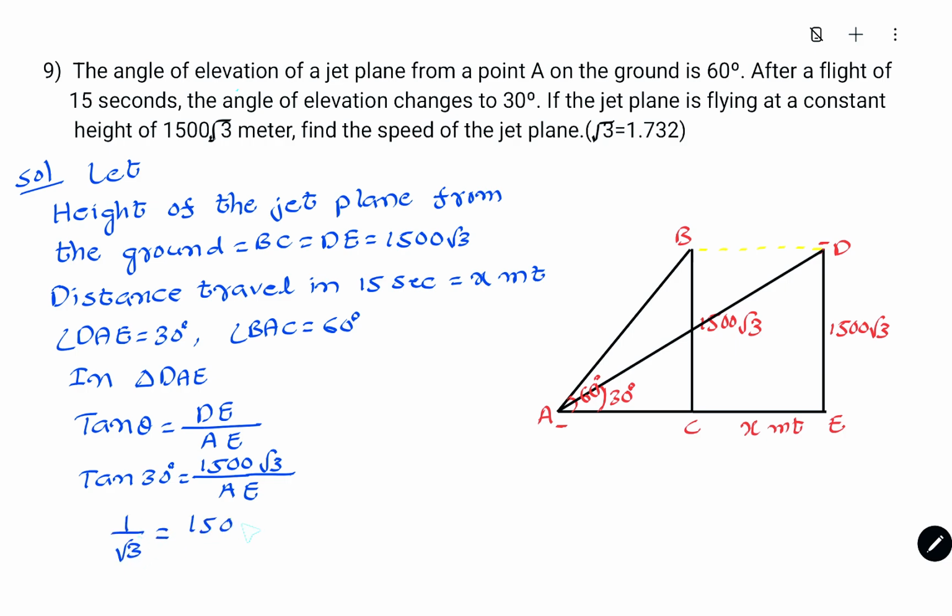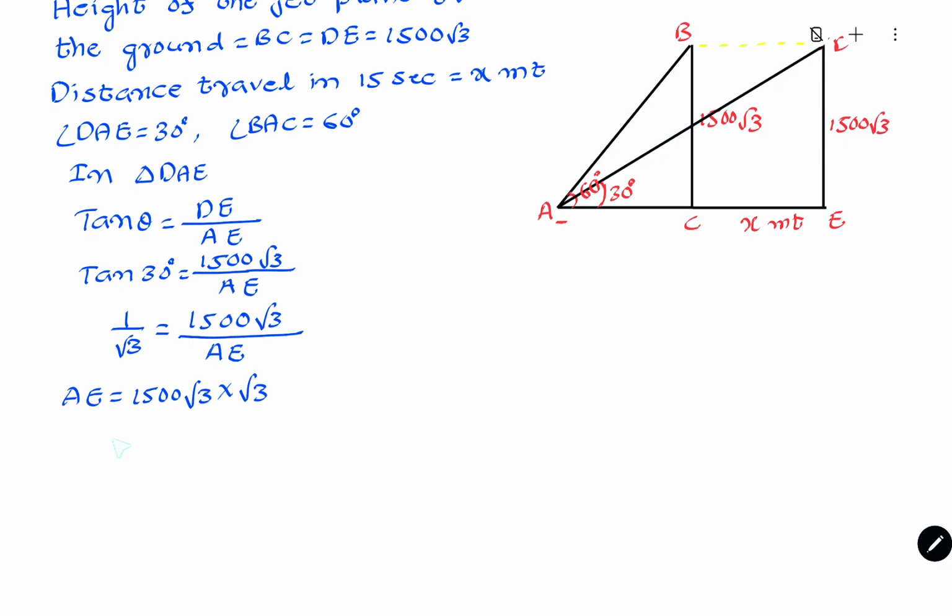Here 1/√3 = 1500√3/AE. Now do cross multiplication. AE × 1 = AE. AE is equal to 1500√3 × √3. Here 1500√3 into √3 gives 3. 1500 into 3 is 4500. AE is equal to 4500 meters.